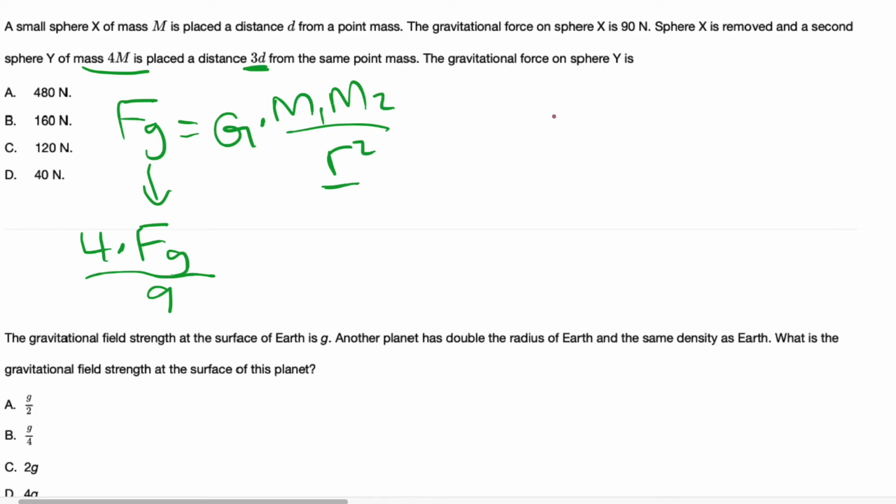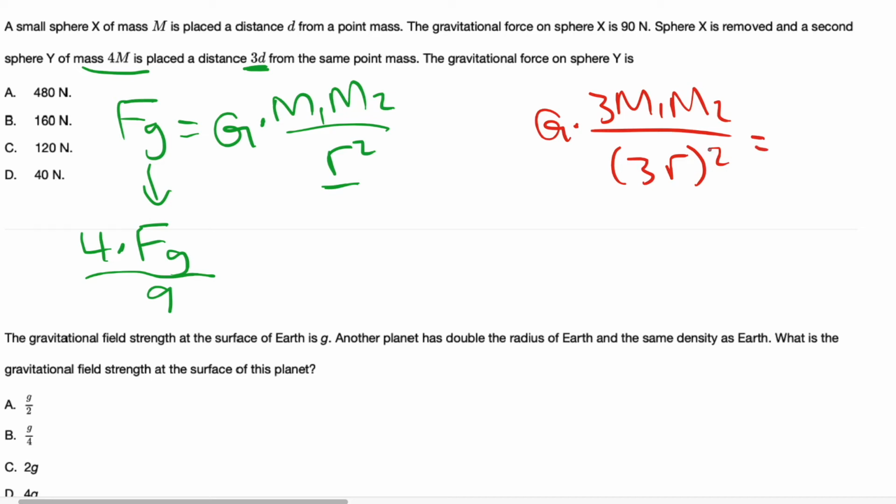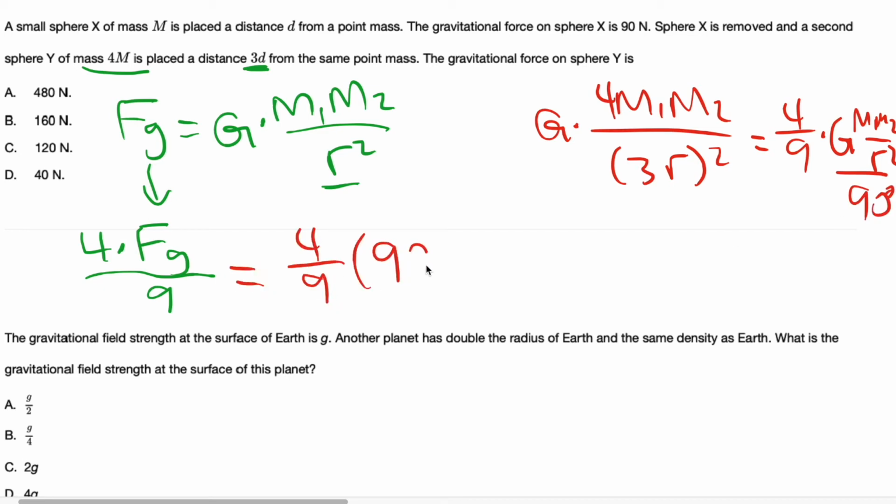So if you plug everything in, it's going to be equal to G multiplied by 3 M1 M2 divided by 3r squared. Right. Wait, is that the mass? Oh, sorry, the mass is multiplied by 4. And this is going to be equal to 4 over 9 multiplied by G M1 M2 over r squared. And this here is equal to 19 Newton. So it's going to be equal to 4 over 9 multiplied by 19, which is equal to 40 Newton. So D is the answer.